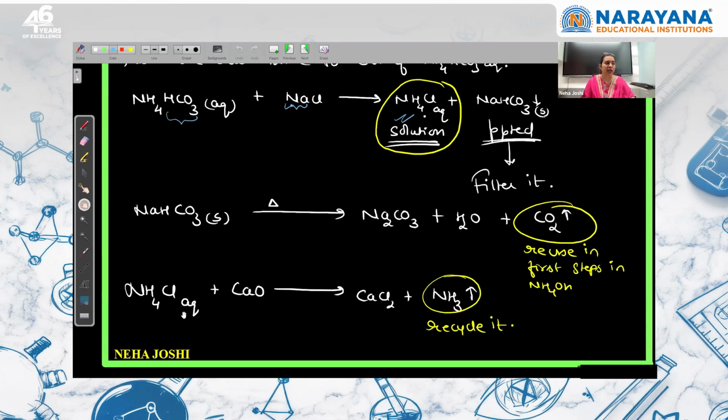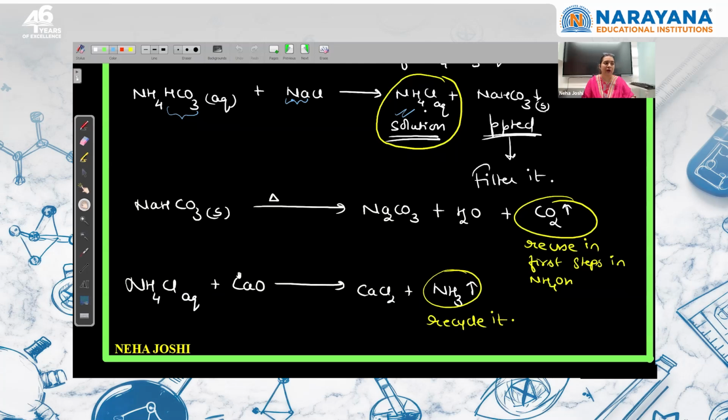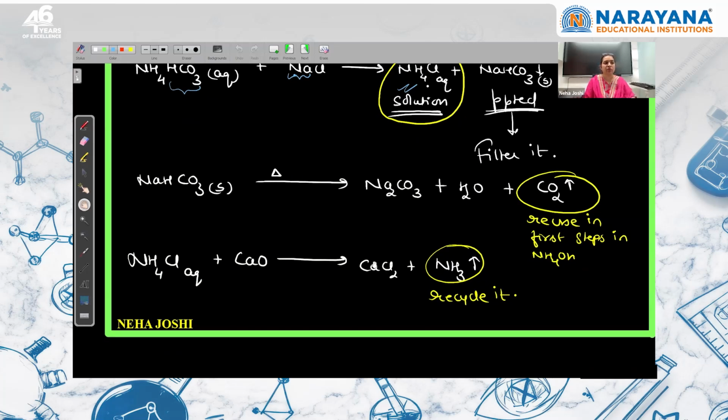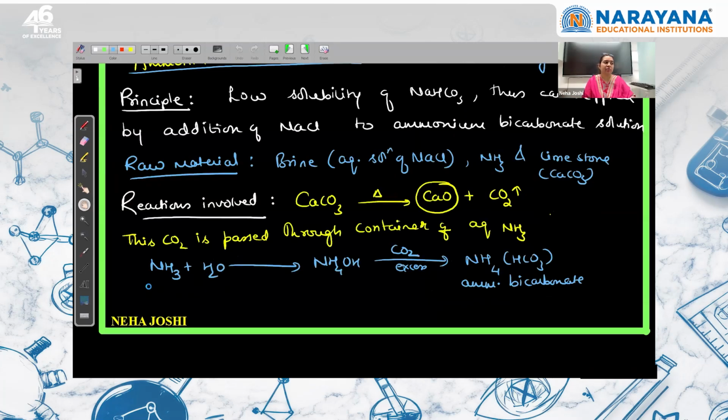Now CaO in aqueous solution will become Ca(OH)2. Strong base will displace weak base from the salt. Ammonia is released. This ammonia again we bring here for recycling.